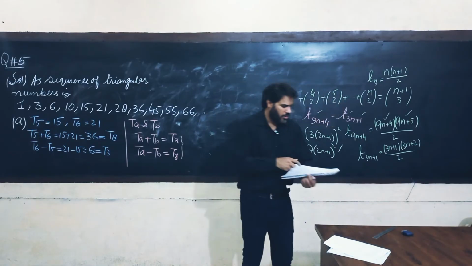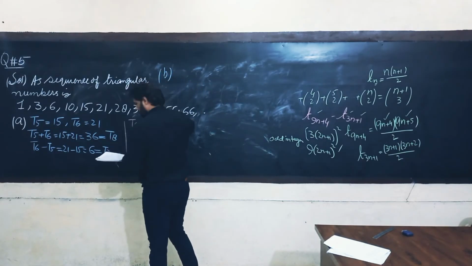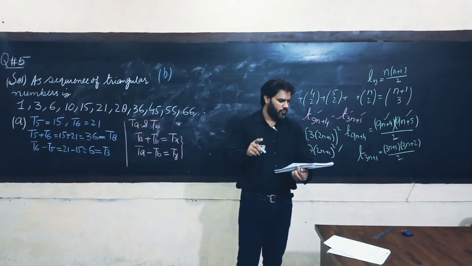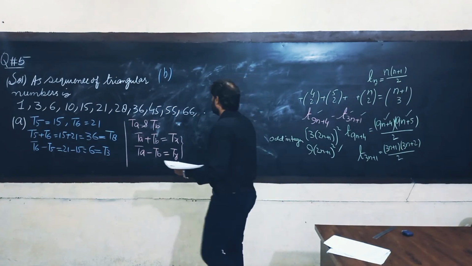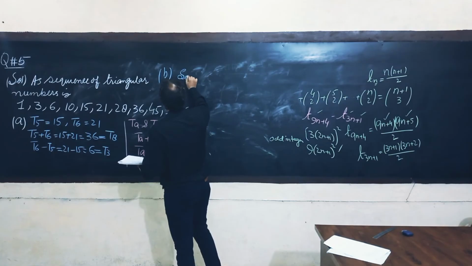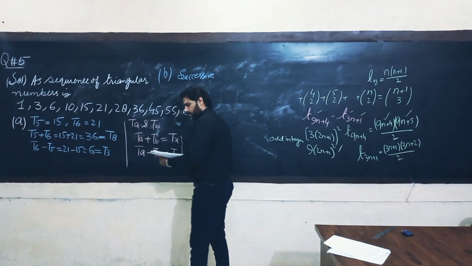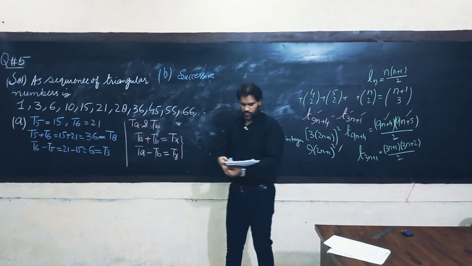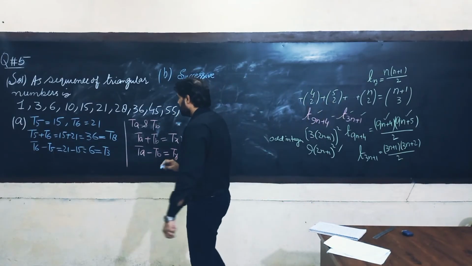Okay, it's part B. In part B, you have to find three successive triangular numbers whose product is a perfect square. Successive means consecutive. But now the product is a perfect square. Can you find them from here?